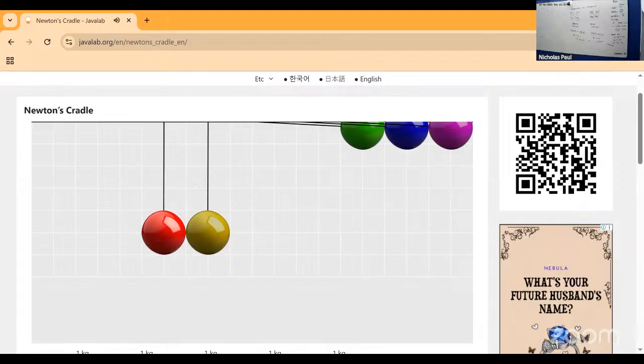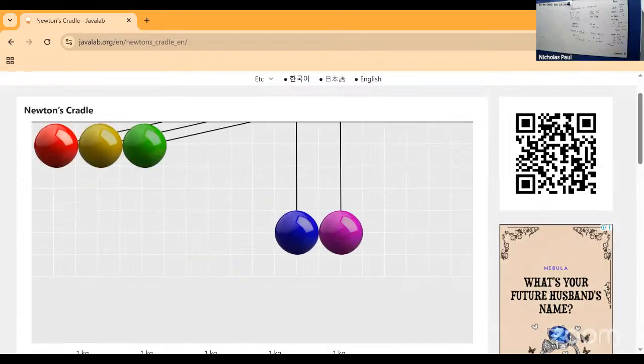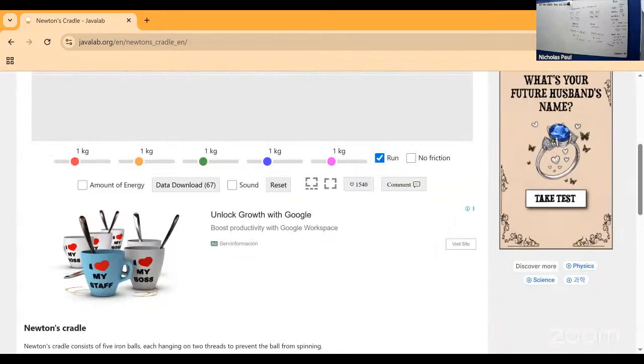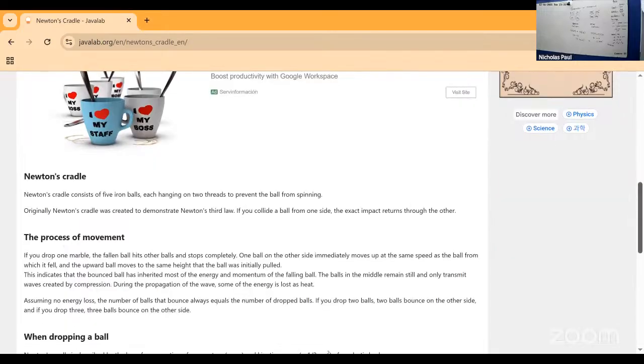I wanted to show you this. It's called Newton's cradle and it explains Newton's law and also conservation of momentum.